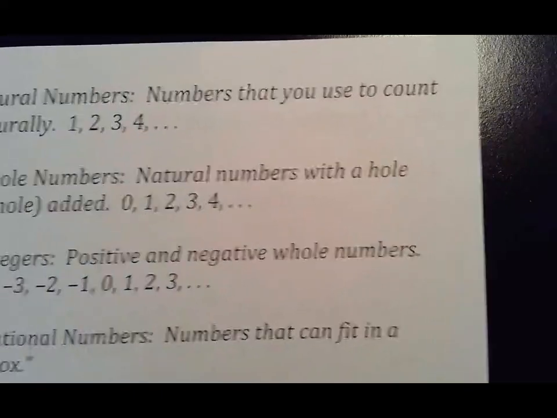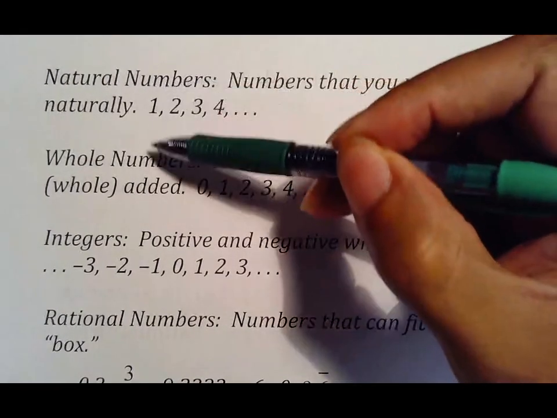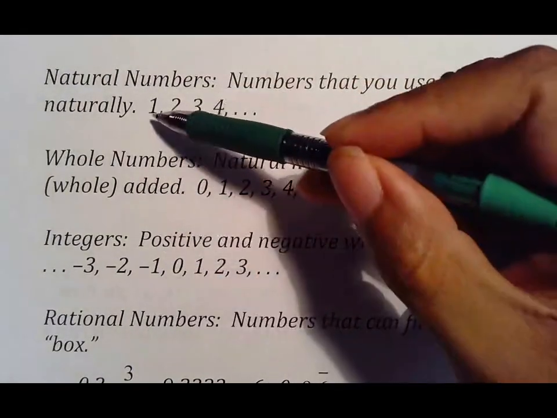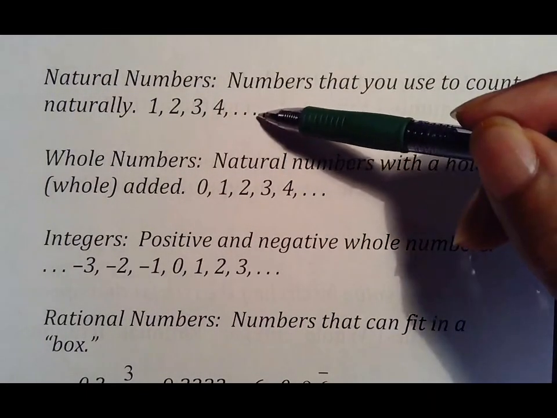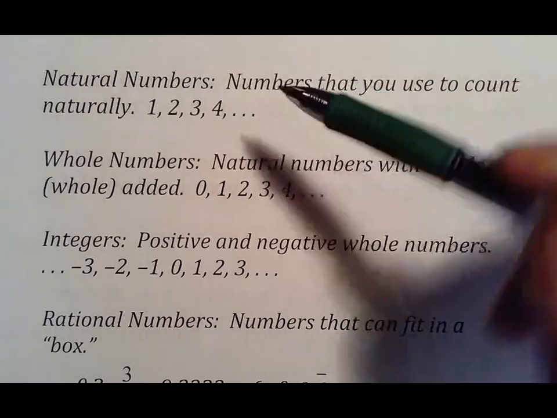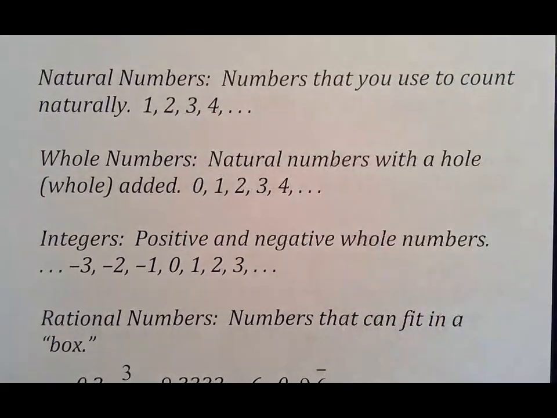The first type of real number is what we call a natural number. A natural number is a number you use to count naturally. So when you think about naturally counting something, if you were counting the lines on this page, you go 1, 2, 3, 4, 5, 6, 7, and so on. Those three dots, I believe, are called an ellipsis, and what they mean is that the pattern continues in that direction. But other than that, natural numbers are 1 through 4 and so on.